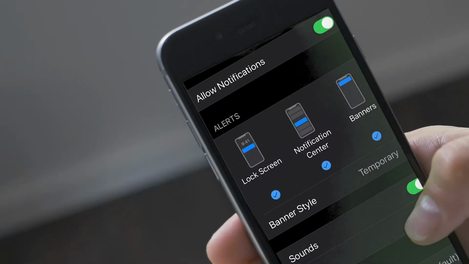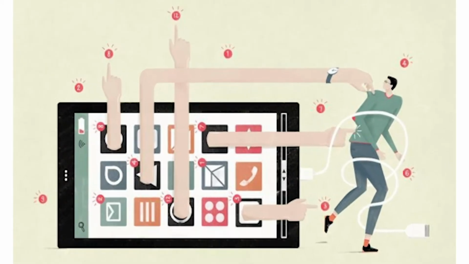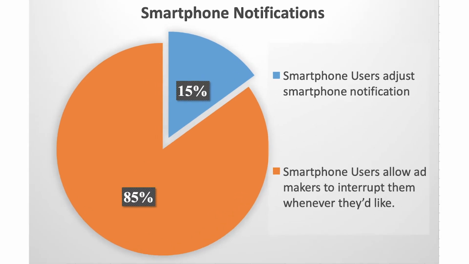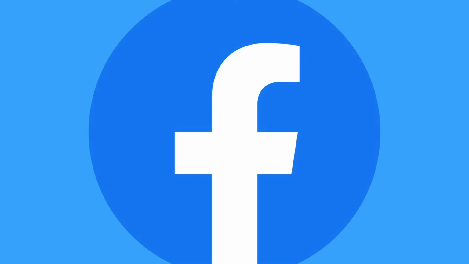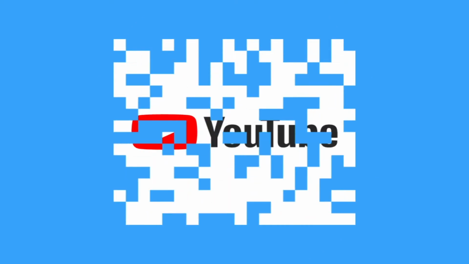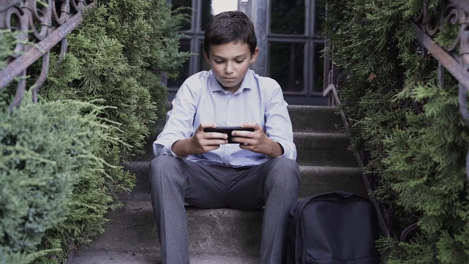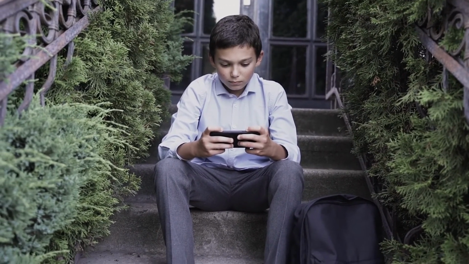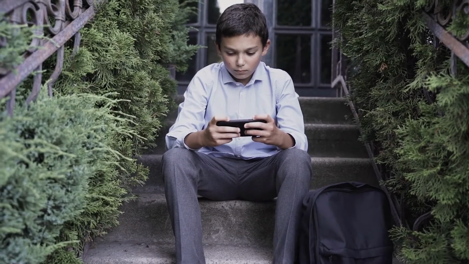Hack back your smartphone. First, turn off smartphone notifications. Less than 15% of smartphone users adjust their notification settings, meaning the remaining 85% allow ad makers to interrupt them whenever they'd like. Second, replace when and where you use Facebook, Twitter, and YouTube. Eyal sets aside time for social media in his schedule to view them on a computer, so there's no need to have them on his phone.